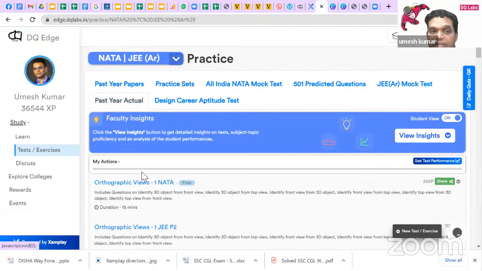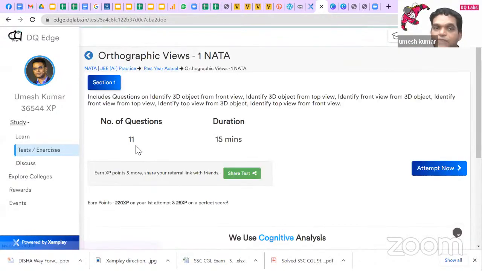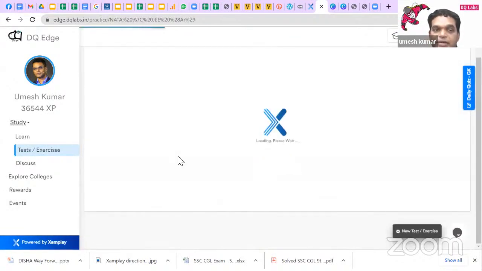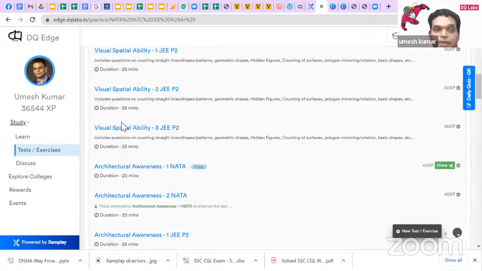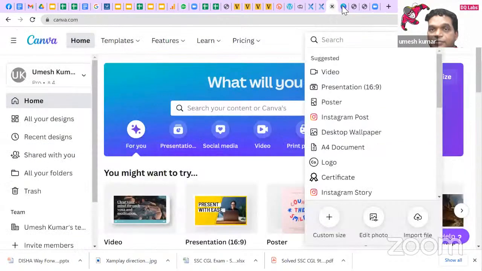Now, in past year papers, you get all the segregated questions. For example, all the orthographic questions asked in all the past year papers are segregated in one place, so that when you go here, you can find all those questions in one go. Similarly for visual spatial ability, etc. So this is the plan of action for you guys.